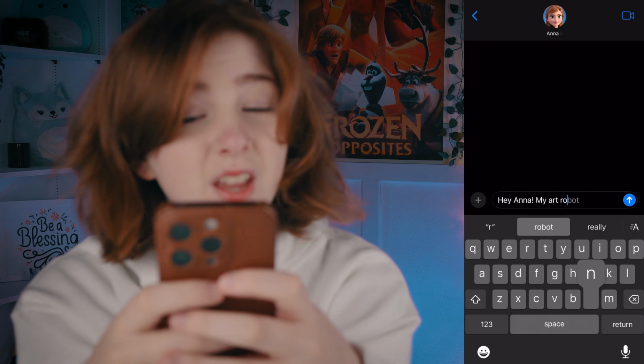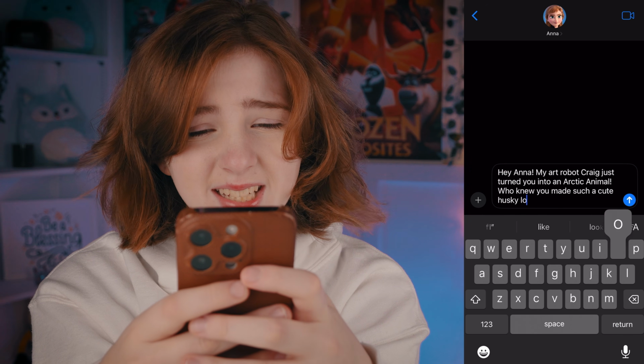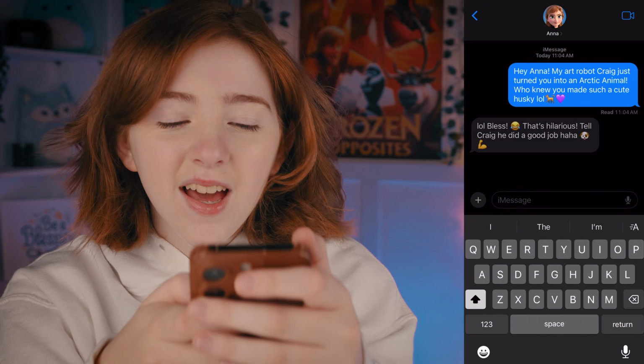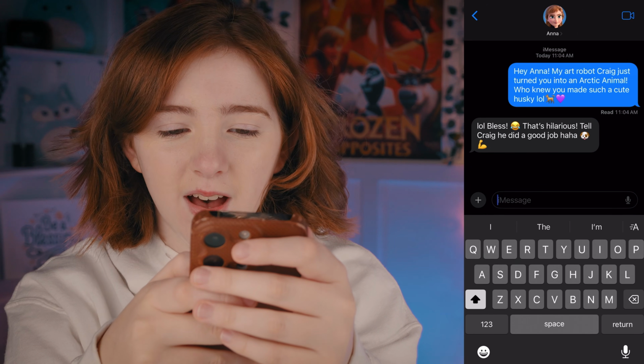Hey Anna, my art robot Craig just turned you into an Arctic animal. Who knew you'd make such a cute husky, LOL? Send. Anna said, LOL bless. That's hilarious. Tell Craig he did a good job. Haha. I will, Anna. Craig, you did a good job.